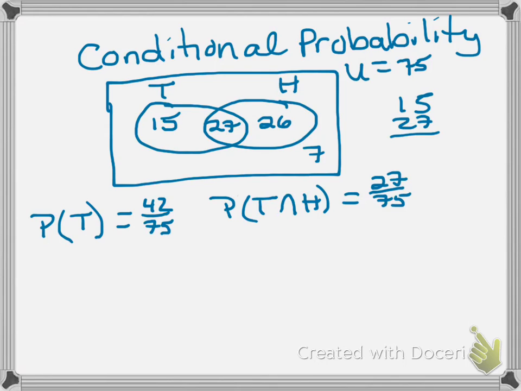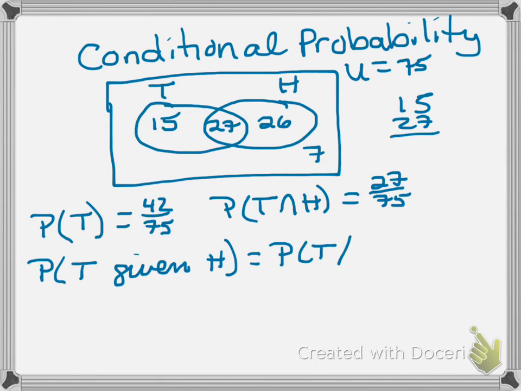What if I was to ask the probability that somebody plays tennis given that they play hockey? Okay, so now my population is no longer the 75. It's the hockey people. So whatever is after the word given is my new population. Now the way we write this is T given H. It's kind of like a division bar.